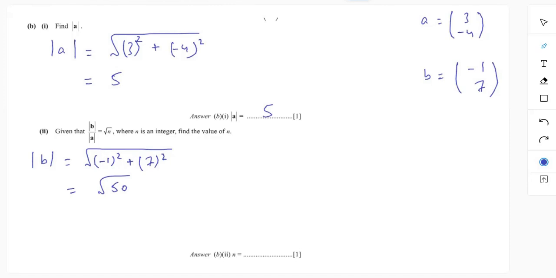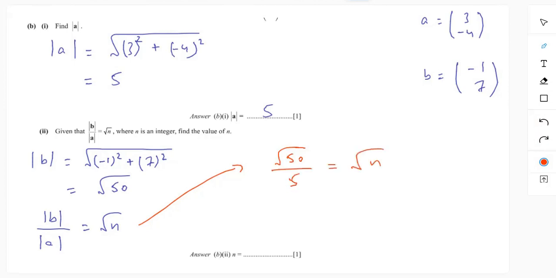So that's what we have. Modulus of B divided by modulus of A, that is equal to square root of n. ये इसने दिया हुआ था वहाँ पे. हमने क्या करना है, इसके अंदर values input करनी है सिर्फ. Modulus of B क्या है? Square root of 50. Modulus of A क्या था? 5. That's equal to square root of n.